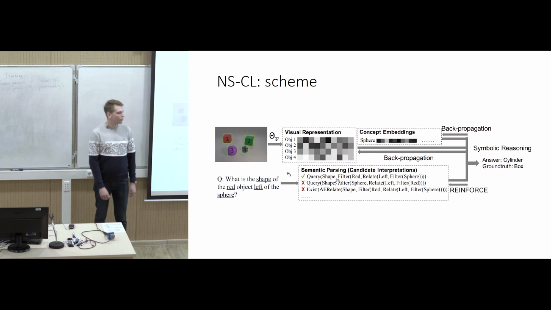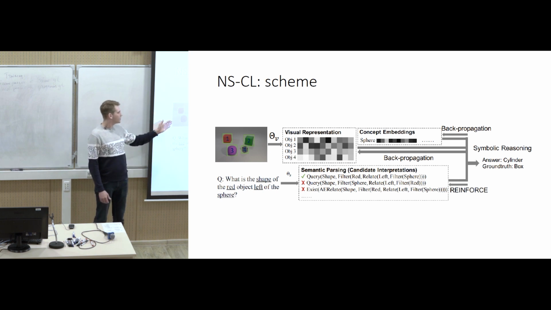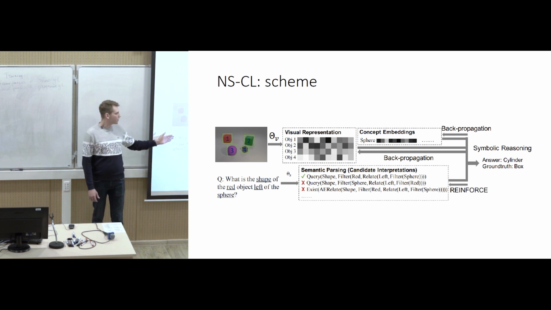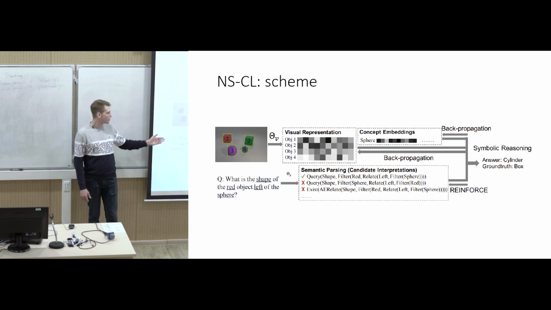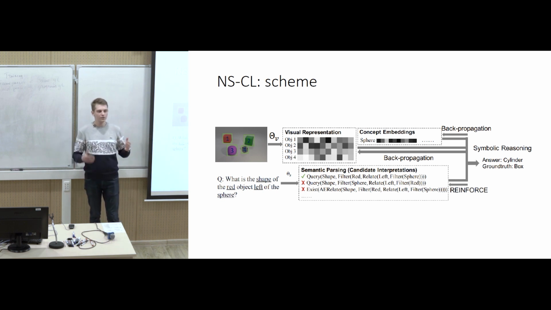The answer to the question of how to propagate gradients is represented in this scheme. Basically, we have the same image parser, here denoted by theta v, v for visual, and we have a question parser, the semantic parser, denoted by theta s, s for semantic. Then we have a visual representation.